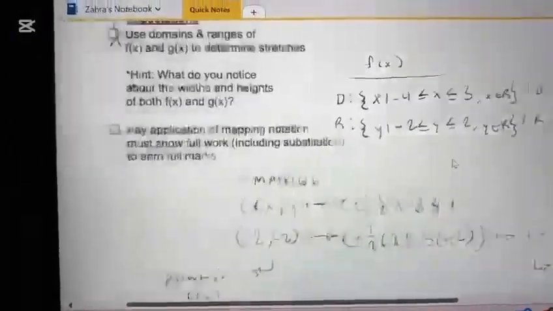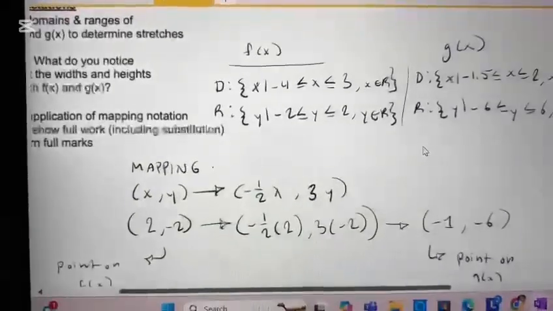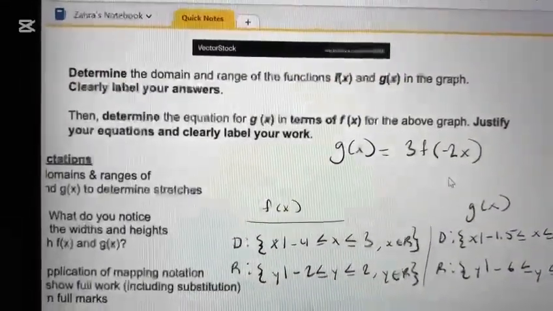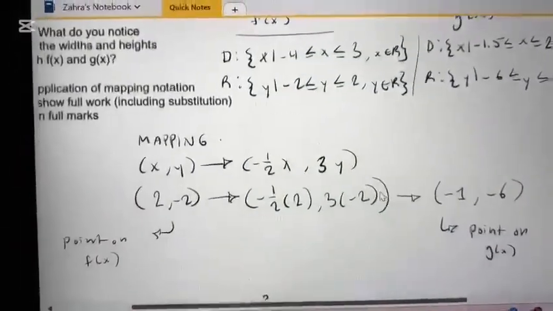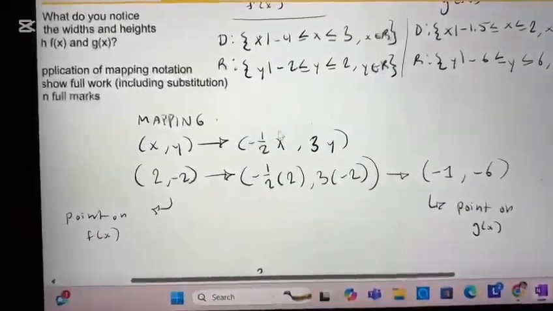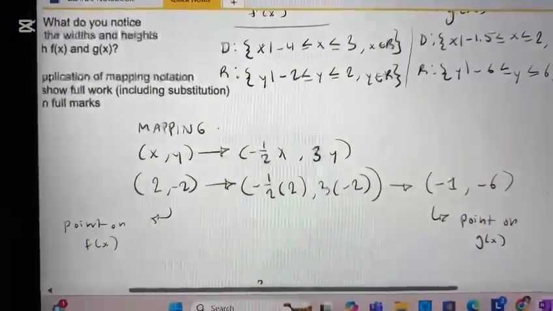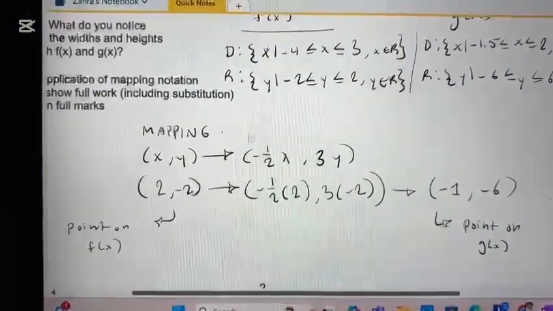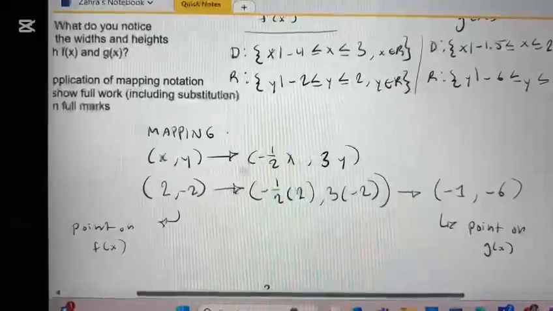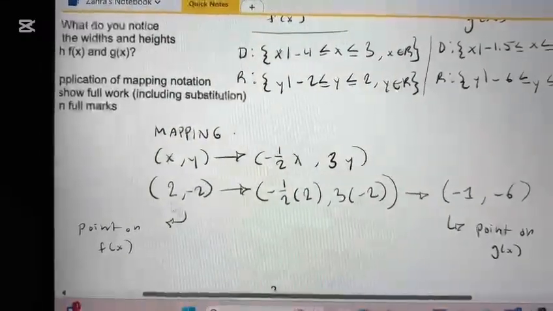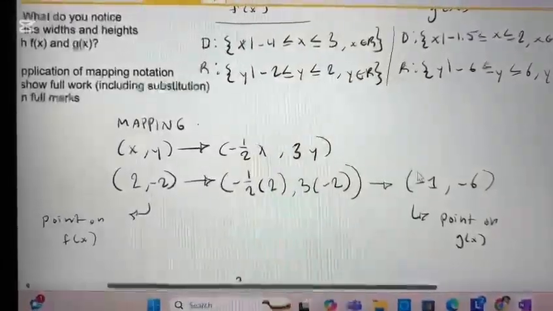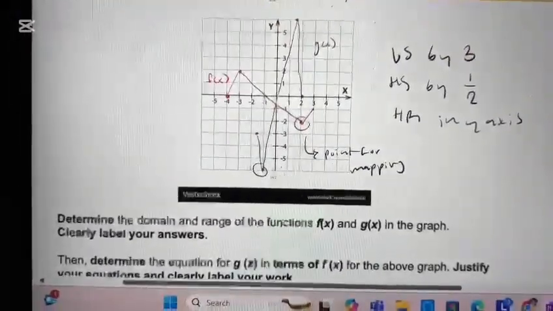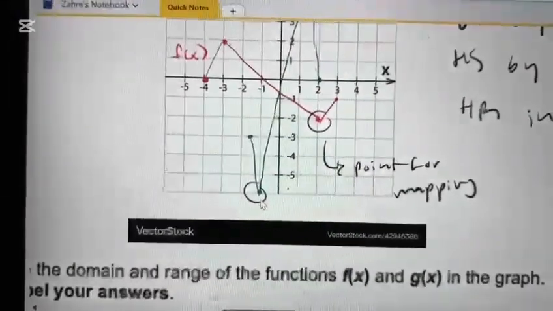So this is the kind of justification for the equations. I did mapping notation. So if we apply the transformations, this is what we should be doing to the coordinate. So this is a point on f of x we have here. And once we apply those transformations, we have this new coordinate, which is actually on g of x.